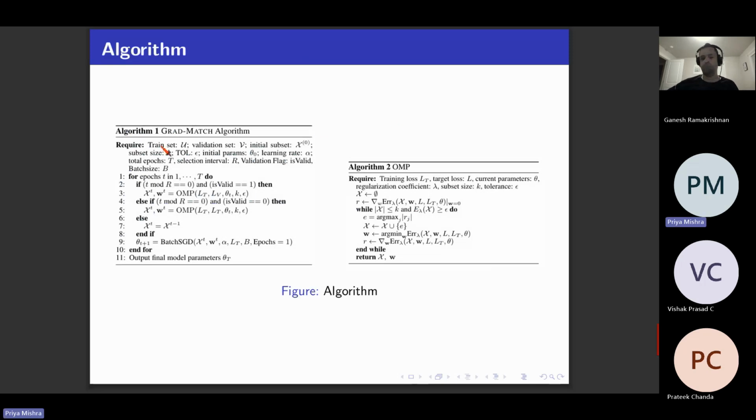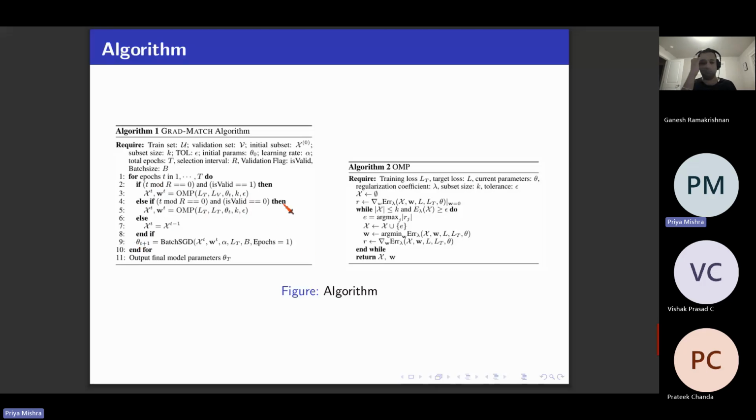Let me explain the gradient match algorithm. You can see here that for every R epochs, we are getting the subset from the OMP algorithm. Here is valid equal to 0, is valid equal to 1. Basically, whether to select the subset using the validation dataset or not. And if the epoch is not a multiple of R, then we are using the subset which was computed in the previous iteration. And here theta t plus 1, basically we are training parameters using the selected subset.